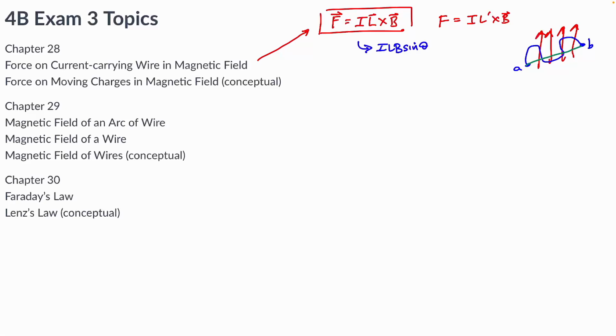Okay. So one last thing for this one. What is the net force on a loop of wire in a magnetic field? 0, right? Closed loops have 0 net force. They do have net torque, but the force is equal to 0 on a loop of wire.